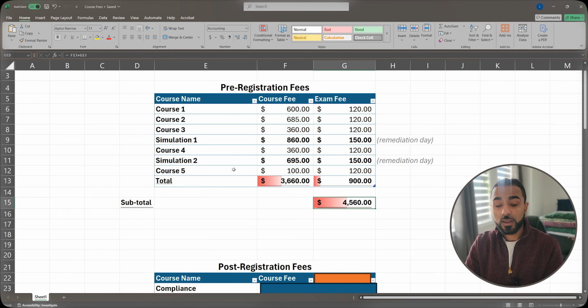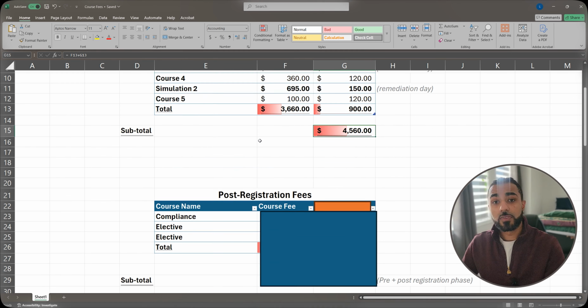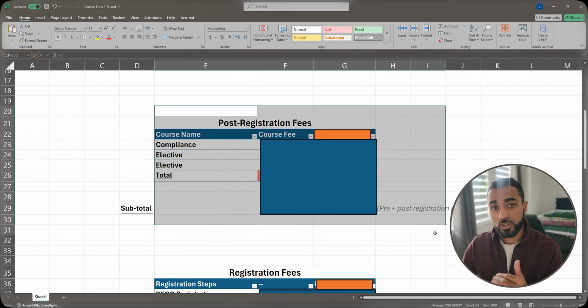So for many of you that are in course 1 or 2 or 3 or 4 of the simulations, this is going to be your cost at least until you actually get your license. Now, once we actually get the license, that is the end of the pre-registration phase. Okay, so then we move on to the post-registration phase.